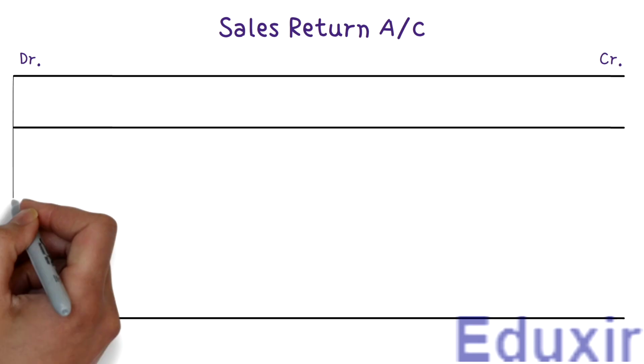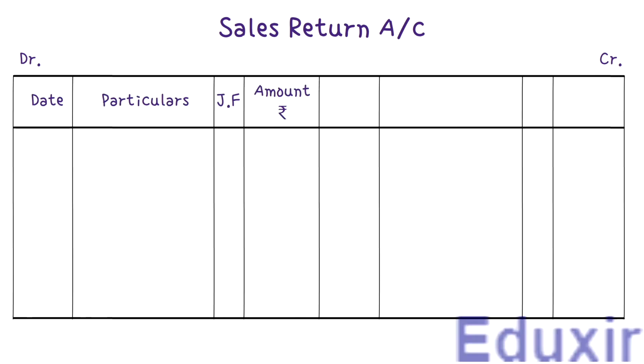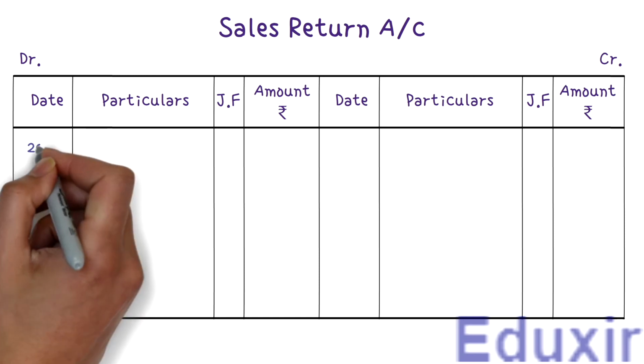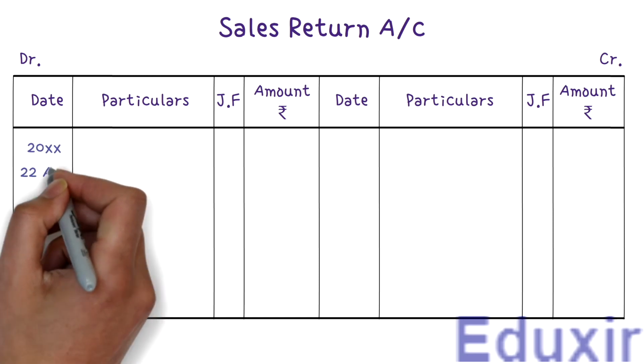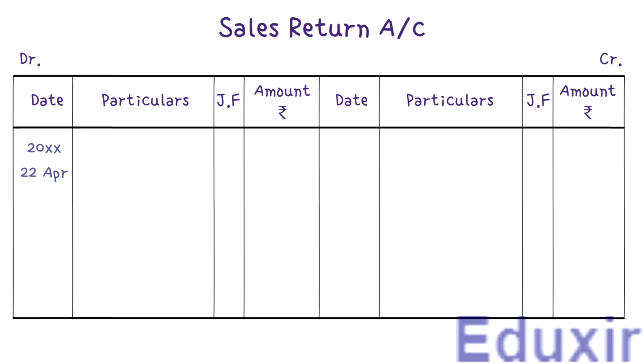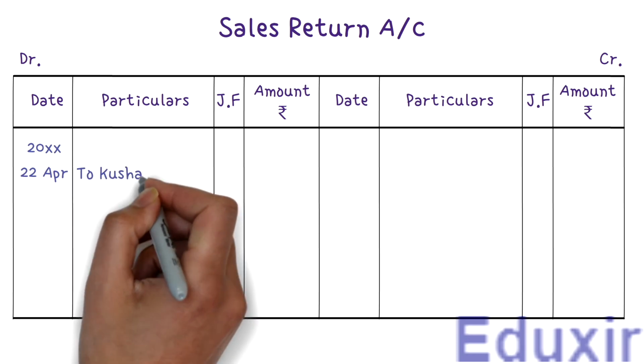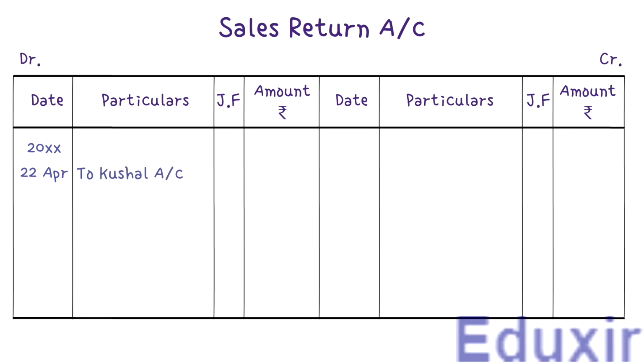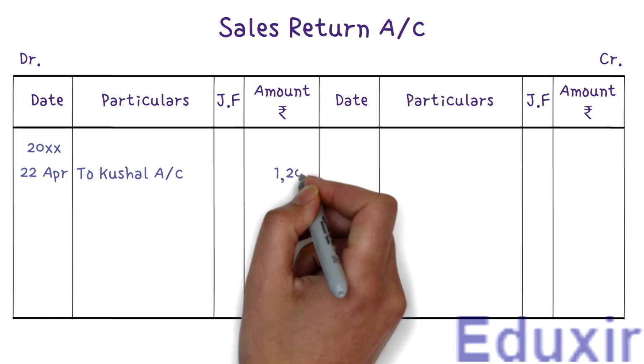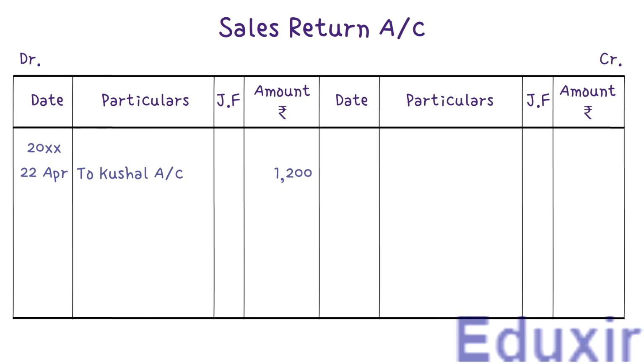Let us have the ledger account format with all the headers. As this is the first entry on the debit side, let us first write the year in the date column. Let us then write the date. Let us then write to Kushal account into the particulars column. Let us then write the debit amount of 1200 rupees in the amount column. That completes the posting of this journal entry into sales return account. Let us now take up the next entry.